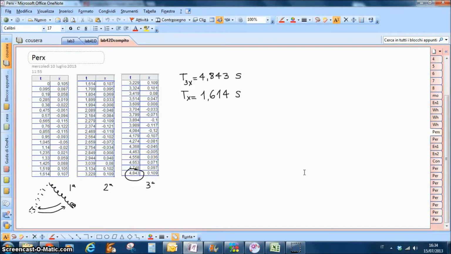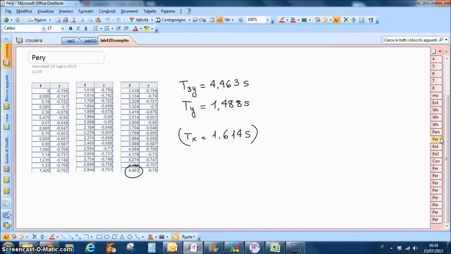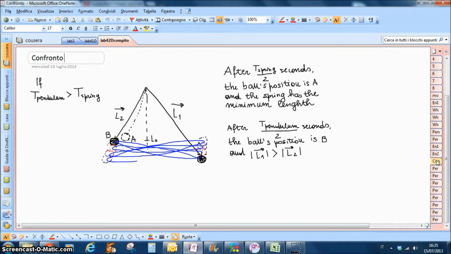From Tracker, the oscillation period for the x position is 1.6 seconds. For the y position it is 1.48 seconds. It means that the trajectory of the ball changes at each swing.